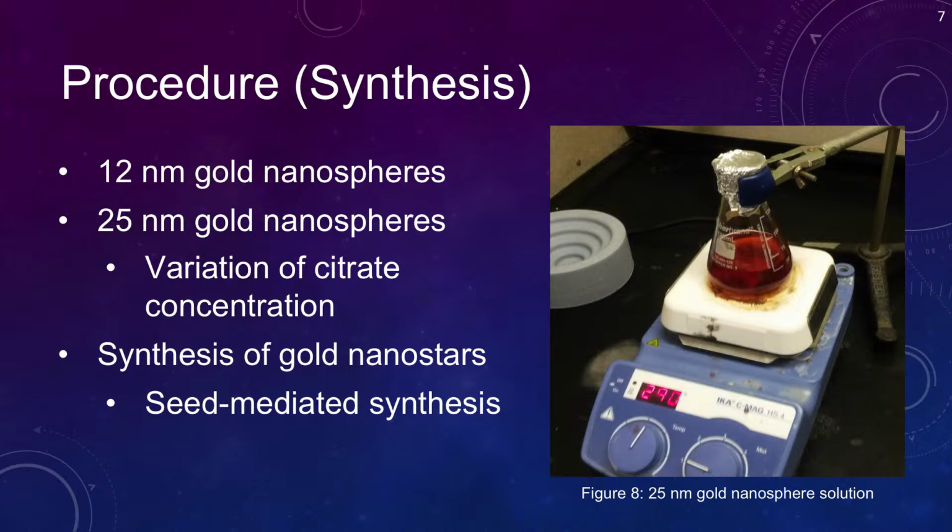So to synthesize our gold nanostars, we used a seed-mediated synthesis, meaning we took our nanospheres that we had previously synthesized and used them as a seed to create our nanostars using the reagent gold salt stock, silver nitrate, hydrochloric acid, and ascorbic acid.